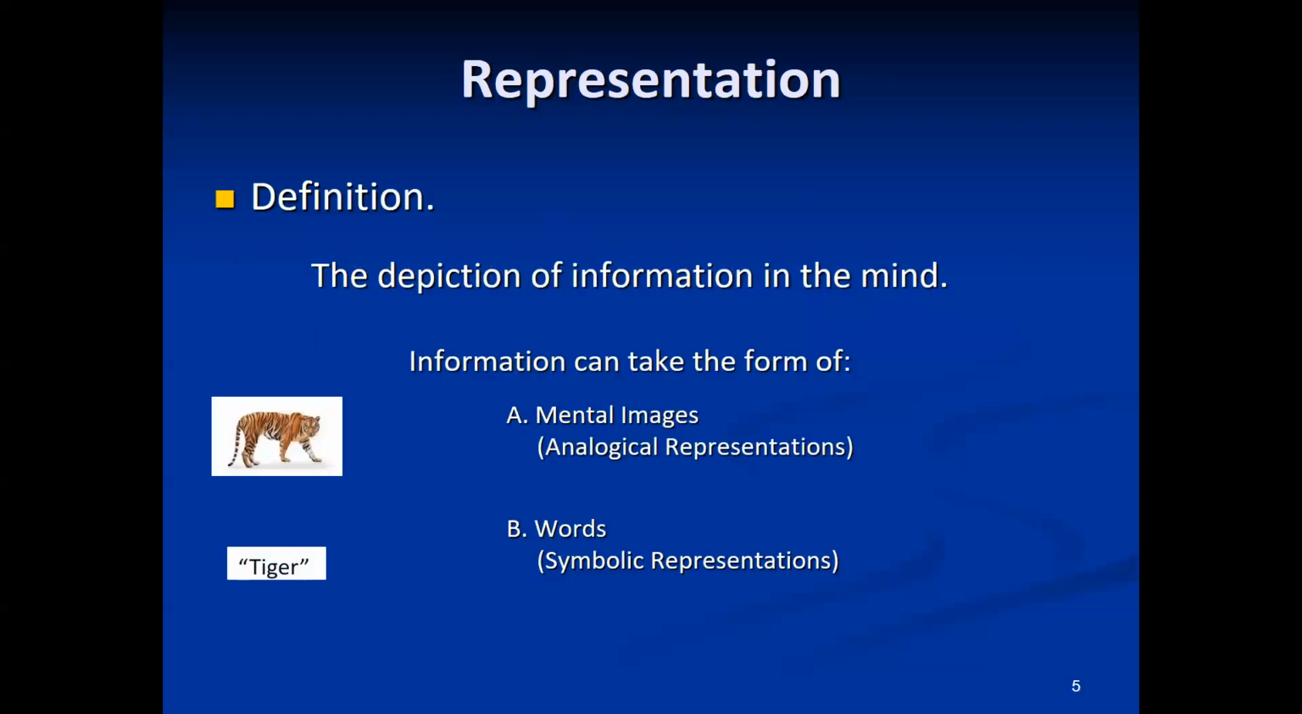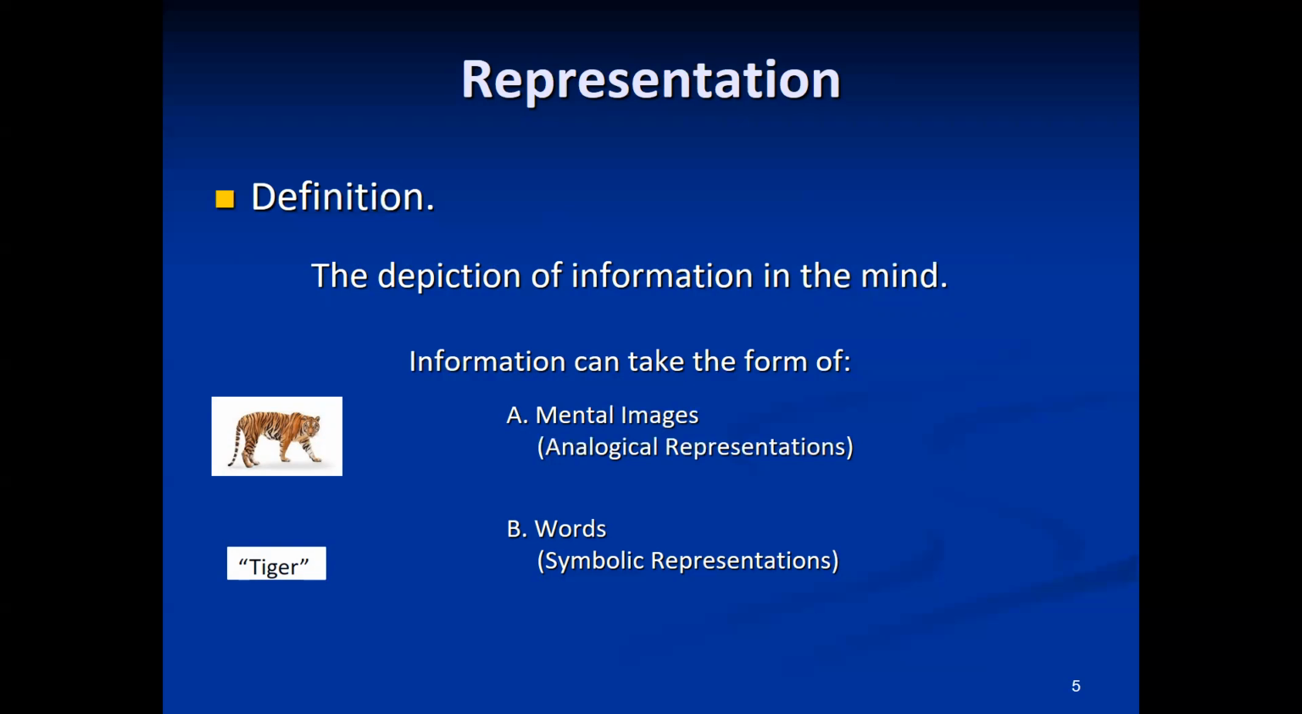It is the form that information takes in our minds. Information can take the form of mental images, pictures in our heads. These are known as analog representations. Information can also take the form of words, units of language. These are known as symbolic representations.